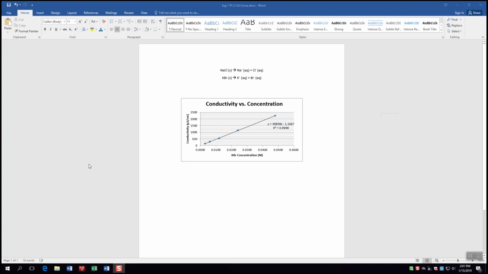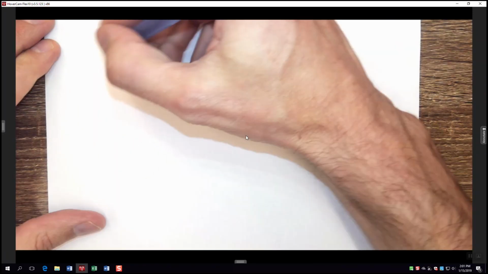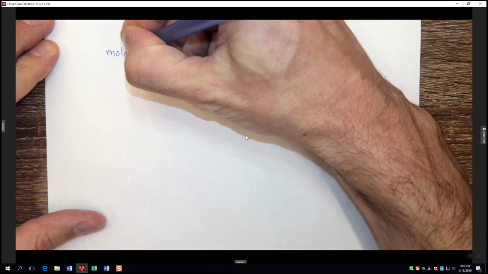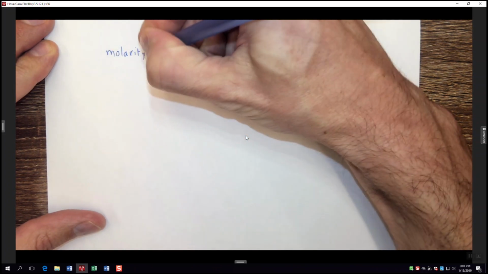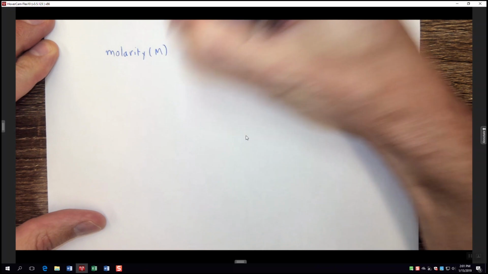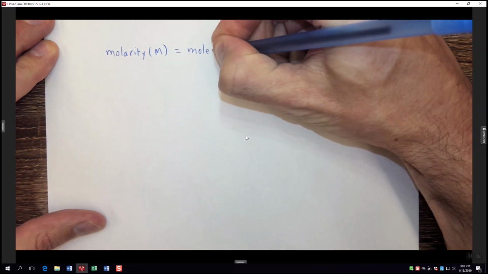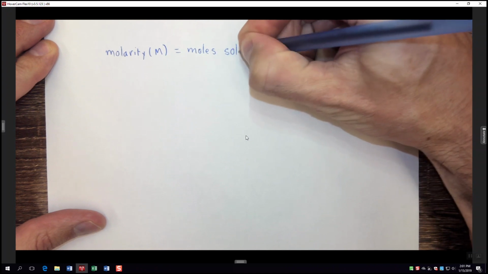So what we're going to do then is take some data where we actually make several solutions. You're going to make NaCl solutions. In this case, we have KBr concentration in our calibration curve in molarity. And you'll recall that molarity is moles of solute, in this case KBr, over liters of solution. So we're going to make these KBr solutions at different molarities.